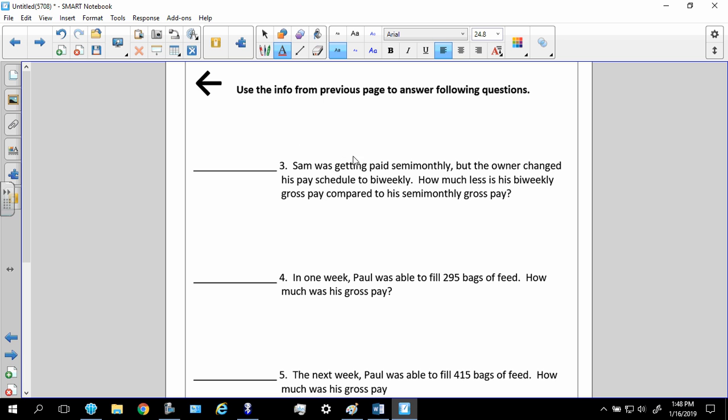Sam was getting paid semi-monthly, but his owner changed to bi-weekly. Well, semi-monthly is 24, and whenever you see bi-weekly, it's 26. So this is actually a 3-step problem. The first step is converting his annual pay to semi-monthly. The next step is to convert his annual pay to bi-weekly. And then we need to compare the gross pays.